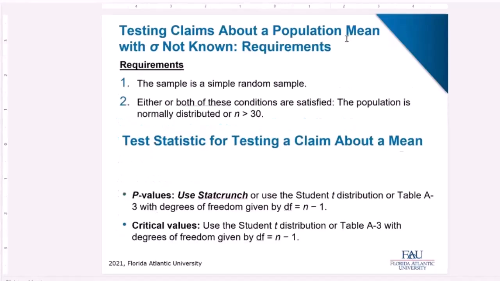Testing claims about a population mean with sigma not known. We have some requirements. The sample is a simple random sample, and either we know the population is normally distributed or N is greater than 30. Then we talk about test statistics for testing a claim about a mean. We're going to find p-values in StatCrunch. The degrees of freedom is the sample size minus 1.